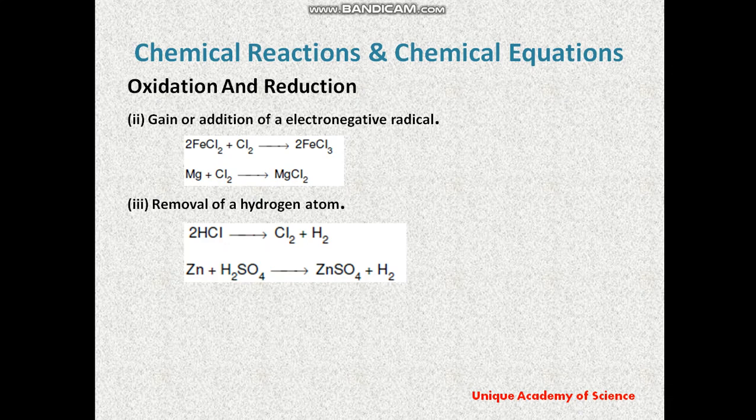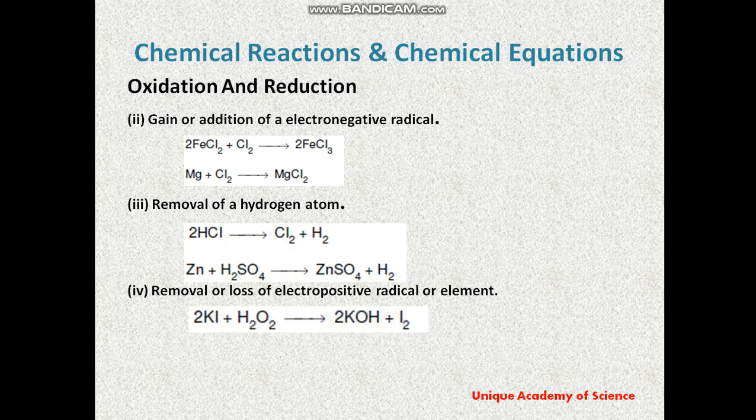Then another is hydrogen removal. For example, HCl means hydrochloric acid. Whenever it reacts, the hydrogen is removed, which means the positive charge is lost, so this is an example of oxidation. Another example: Zn reacts with H2SO4, so Zn removes the H2, meaning hydrogen is removed, so this is another example of oxidation.